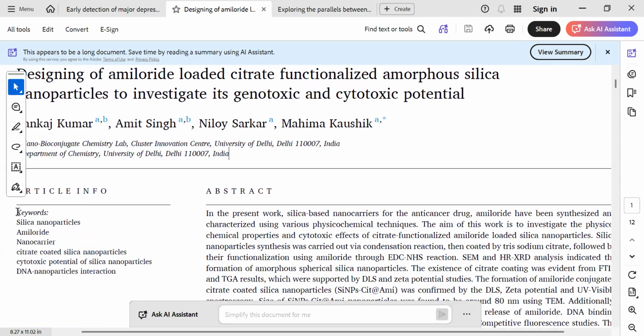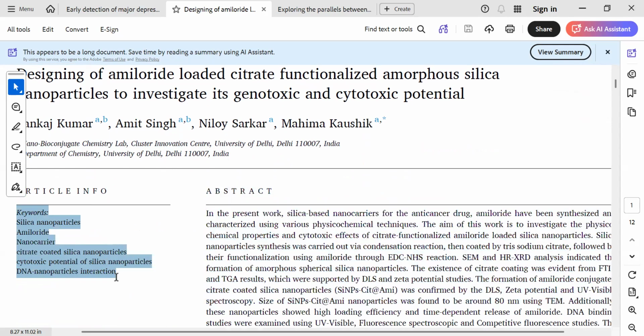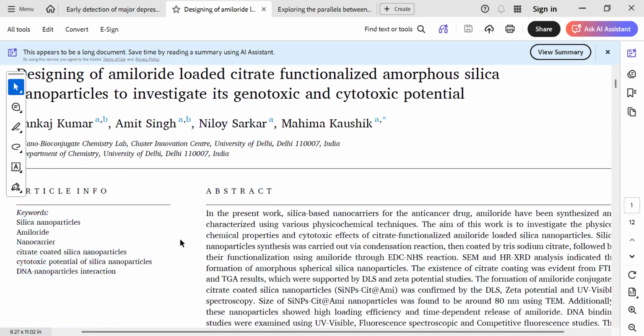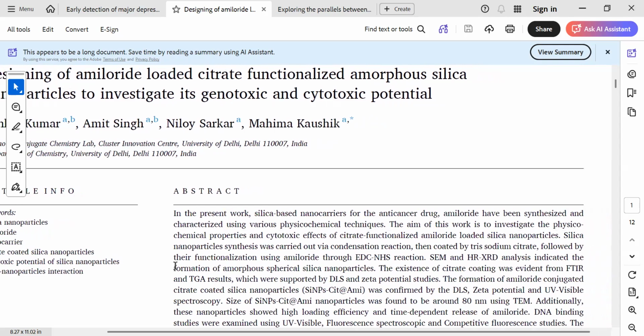Then on the left side, there will be the keywords. These are the keywords which, when somebody searches on any search engine like Google Scholar or ScienceDirect or PubMed or any other, make this paper come up in the list. So you have to choose these keywords very wisely, because the more specific you are with your keywords, the better your paper is going to be found by researchers working in the same field, and obviously there will be more chances of the paper getting cited by those authors later.